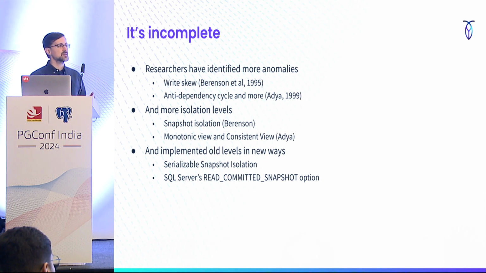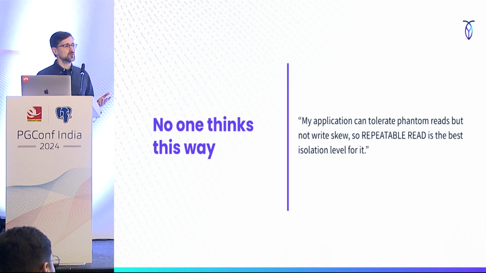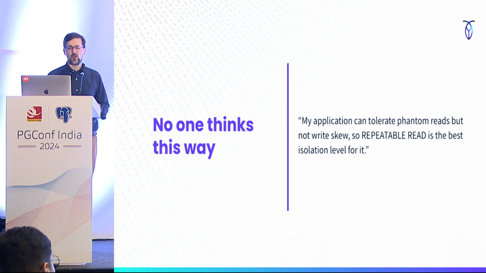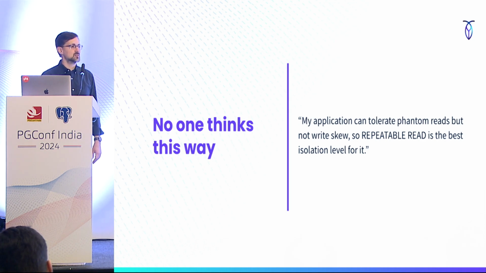So this gets very complicated when you start to think about isolation levels in terms of anomalies. And most importantly, no one actually thinks this way. No one thinks that my application can tolerate phantom reads but not write skew, and so I'm going to pick the repeatable read isolation level. That's the best choice for my application. What does everyone actually do? Well, realistically, they just use the default, which in most databases is read committed, and occasionally they run into a problem that will lead them to increase or decrease their isolation, usually decrease, but they don't really have a principled way of approaching it.